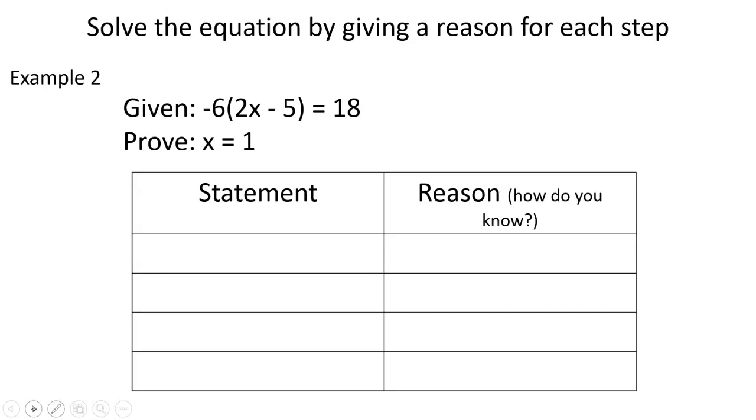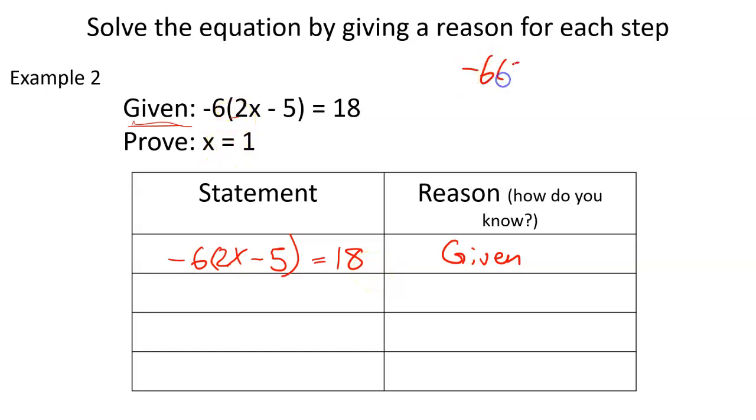Okay. So again, we're going to solve the equation right here. The first statement that we're going to write here is the original equation. And the reason we're doing that is because it is given. We always write the given first. Given always goes first. And we want to somehow get from here to x equals 1. So again, let's just solve this out. You can use this as scratch work if you'd like.